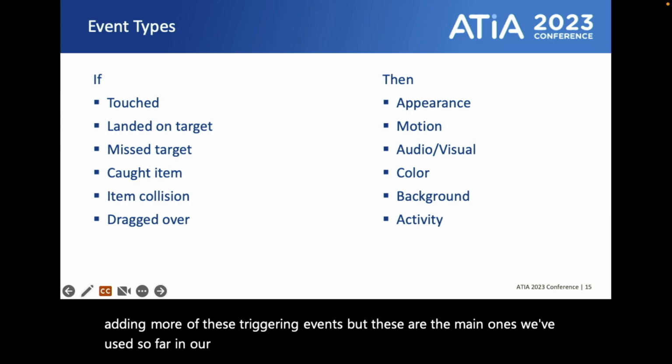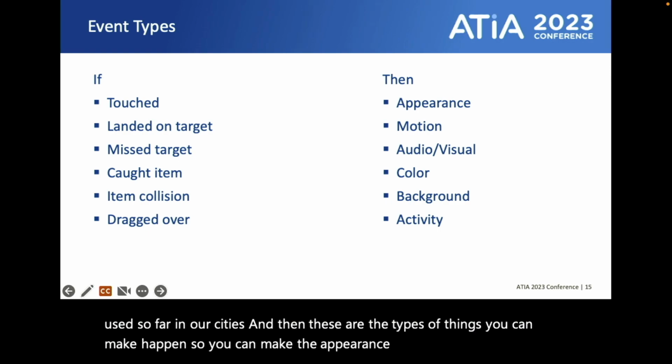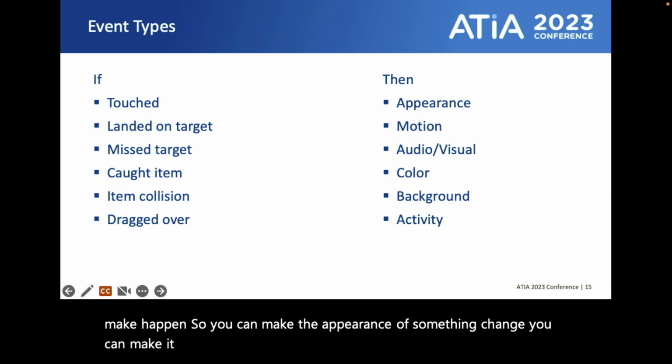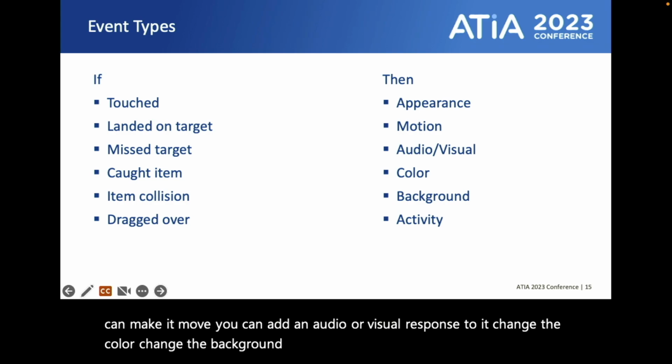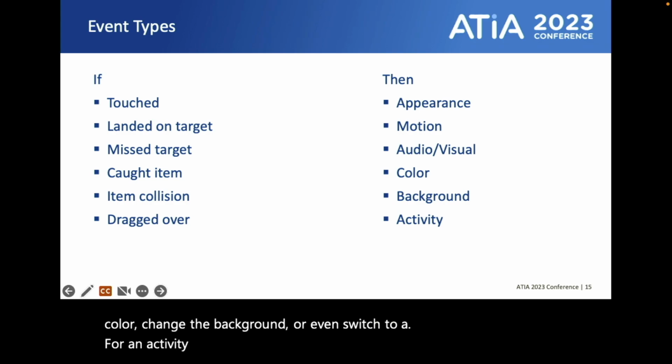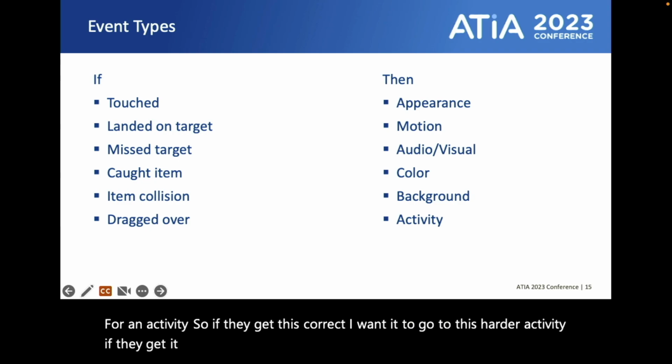And then these are the types of things you can make happen. You can make the appearance of something change, you can make it move, you can add an audio or visual response to it, change the color, change the background, or even switch to a different activity. So if they get this correct, I want it to go to this harder activity. If they get it wrong, I want it to go to this easier version.